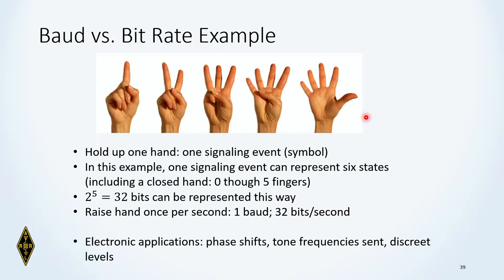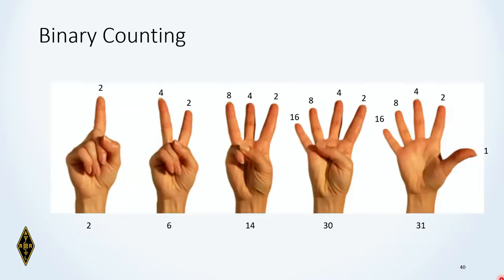So that's how it's done electronically too, except we're sending bits, not cheeseburgers and Cokes. For binary counting, I commented that with five elements, you could represent up to 32 different states. By assigning a number to each finger, 1, 2, 4, 8, 16, if I raised all five fingers and added them up, you'd get 31. Plus you've got 0, which would be a closed fist. That would be the 32 that I was talking about.